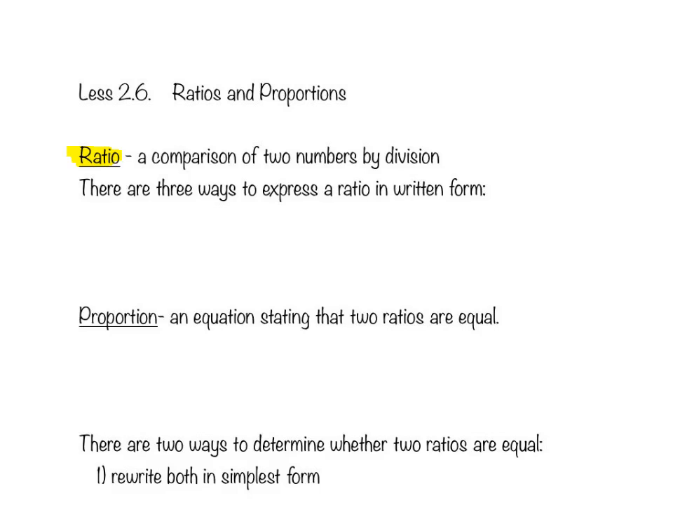And there are three ways to express a ratio in written form. The first way, if you're comparing, for example, A to B, is to use a colon. That's one way to express a ratio. A second way is to use the word "to" if we're comparing A to B, like that. And the third way, the way that we will use most often, is using that comparison as a division bar, comparing A to B. Okay?